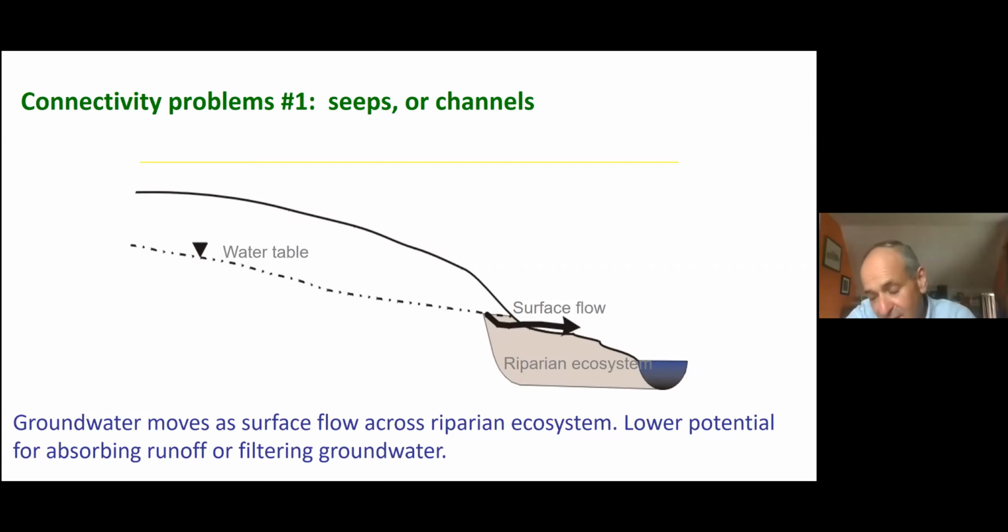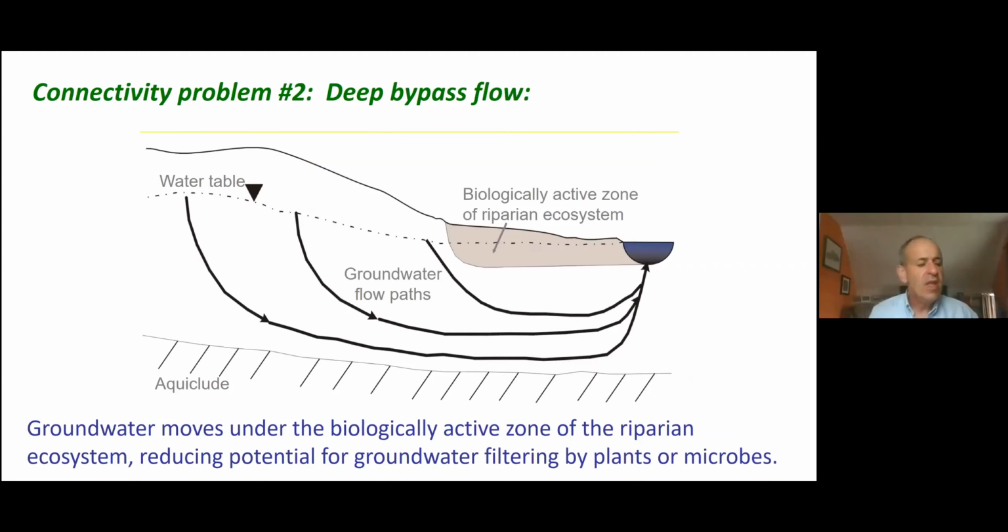Now, seeps or channels, you can map. You can go out, you can observe them, and you can say, oh, I've got a seep or a channelized flow problem. The other connectivity problem is trickier: this problem of deep bypass flow.